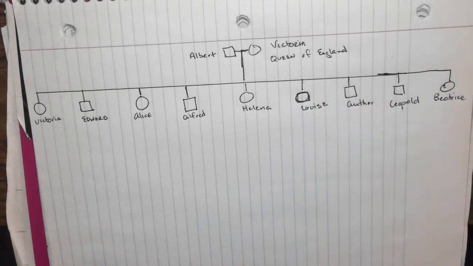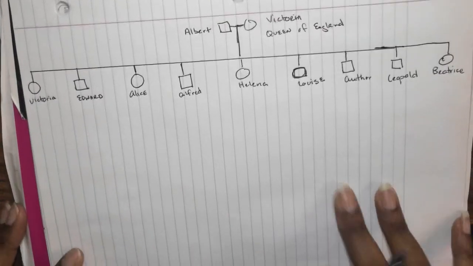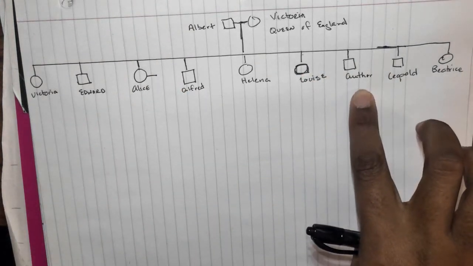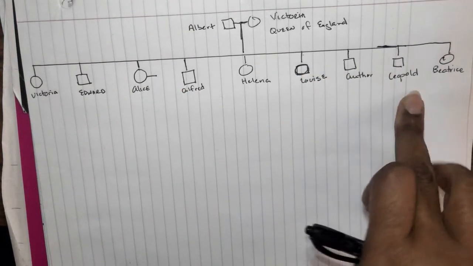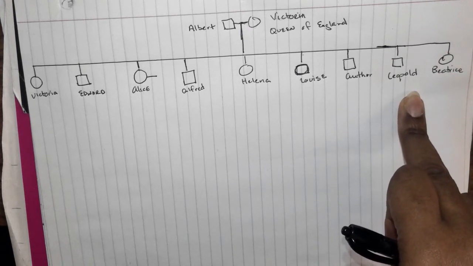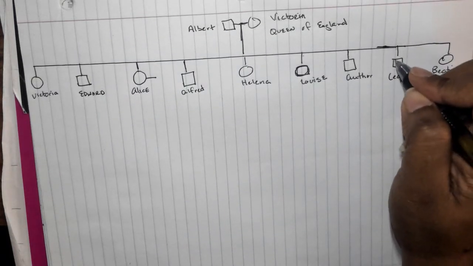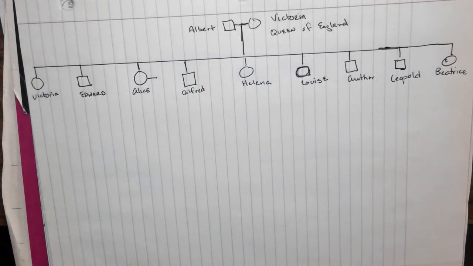I would go through all of everybody, but that would take me forever, and let's not. All right, so I just want to concentrate on this kid, Alice. Arthur? Leopold. Leopold is a boy. He's a square. And then Beatrice. Definitely a girl.